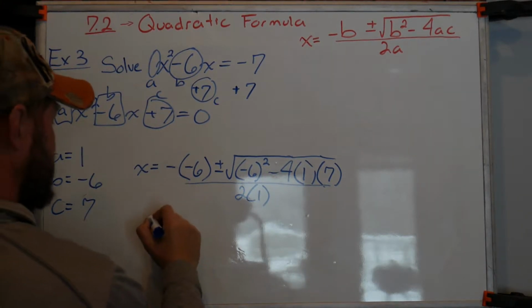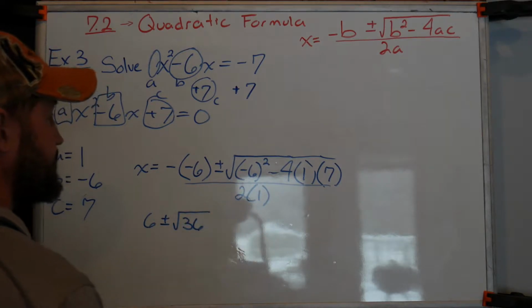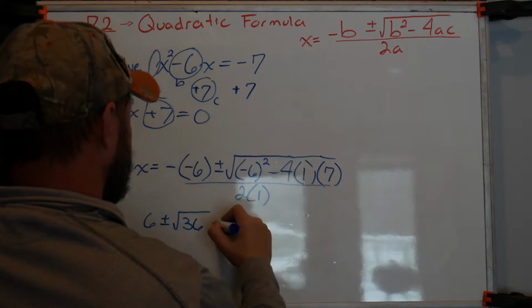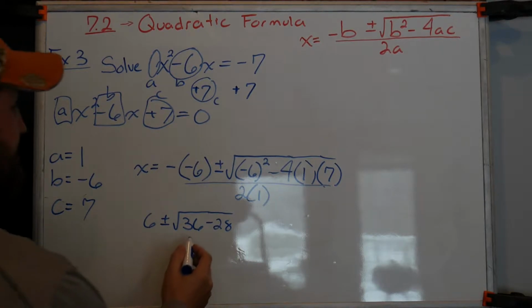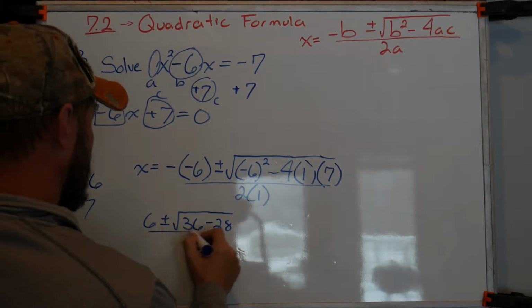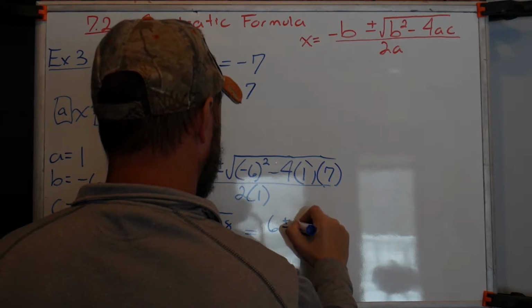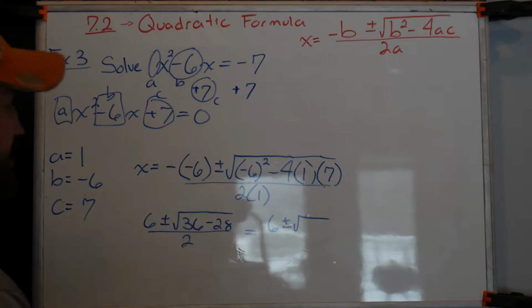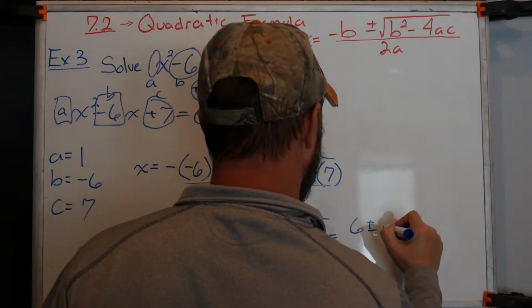So I have a -6, so that's 6 plus or minus the square root of 6 squared, which is 36. And then I have a -4 times 1 times 7, so I have a -28. So I have 6 plus or minus the square root of 36 minus 28 all over 2. That equals 6 plus or minus the square root of, and I'll only have to take 36 minus 28, which gives me the square root of 8 over 2.